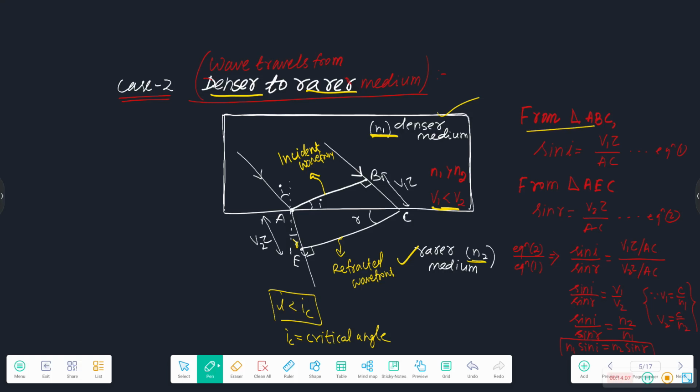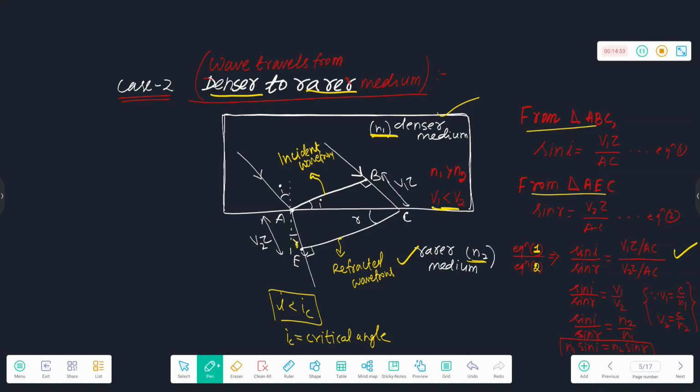Consider triangle ABC and AEC. You find sin I and sin R. Then you do equation 1 by equation 2. You will get sin I by sin R equal to, the same way, V1 by V2. After getting V1 by V2, you substitute V1 equal to C by N1, V2 equal to C by N2. You will get N1 sin I equal to N2 sin R. Yes or no? Is it clear? Okay.